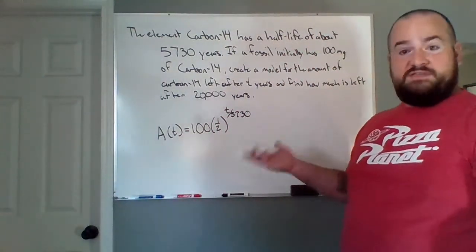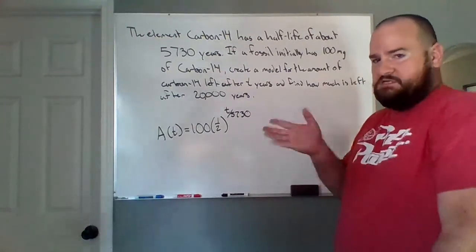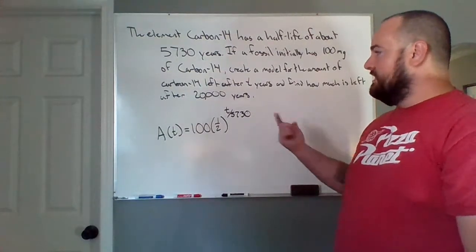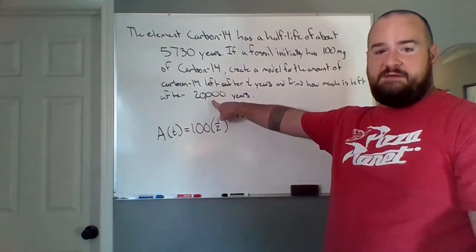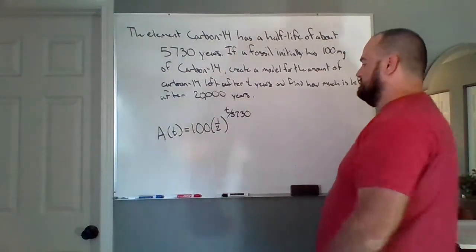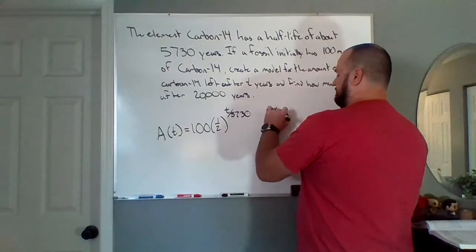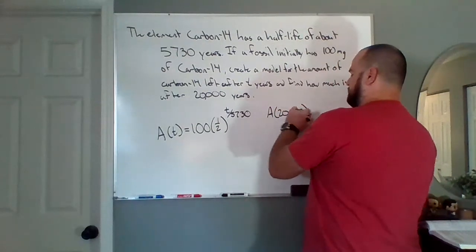There's our formula. That's all we have to do. We just plug those things into that equation and we're done. Now, our next part is simply to find out how much is left after 20,000 years. So we are trying to find A of 20,000.